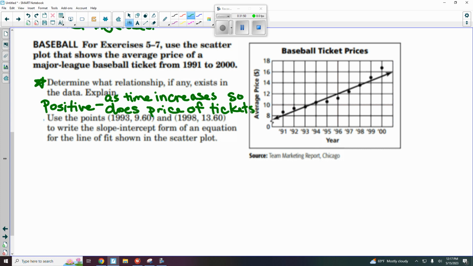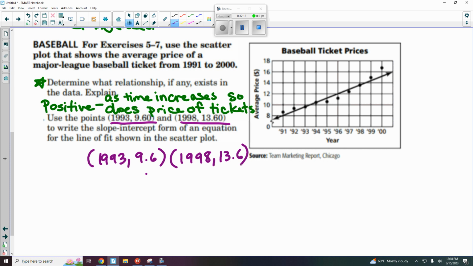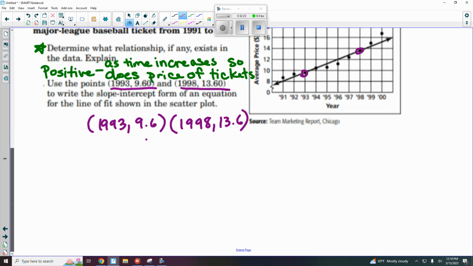There we go. And now this next part, it says to use the points 1993 and 9.6, and 1998 and 13.6, to write the slope-intercept form of an equation for the line of best fit in the scatter plot. So it just picked 2 points on that line of best fit, and now we need to find our slope, our y-intercept, and write the slope-intercept form. So, first our slope.